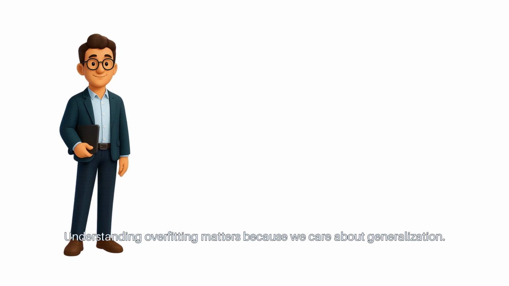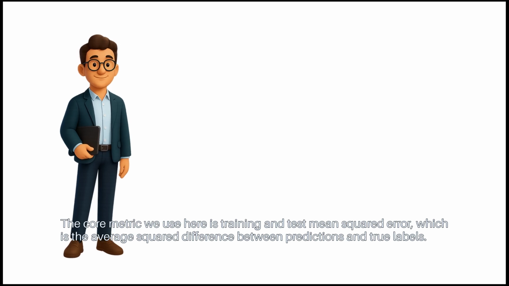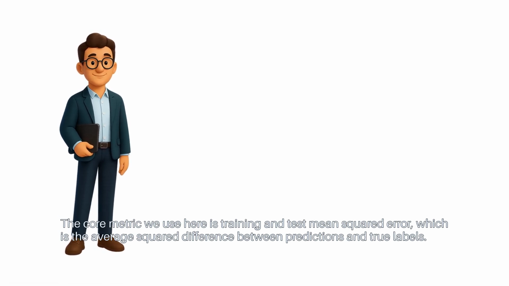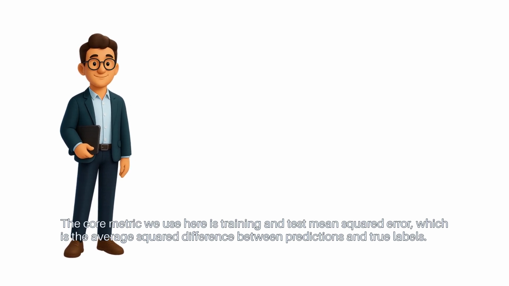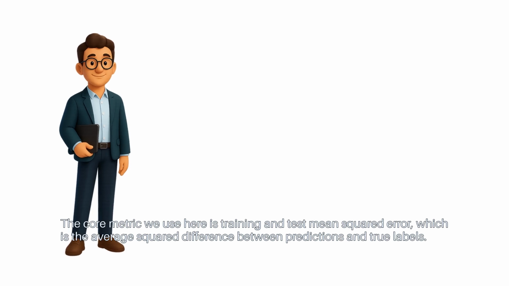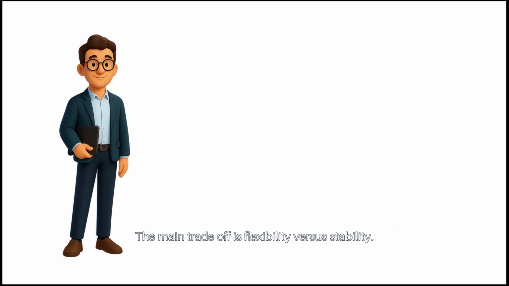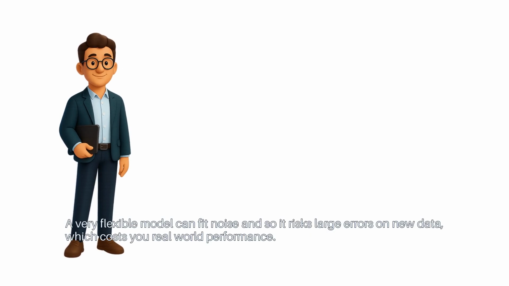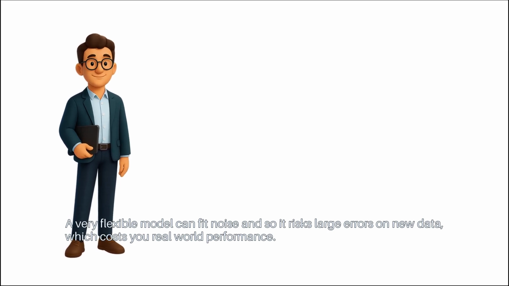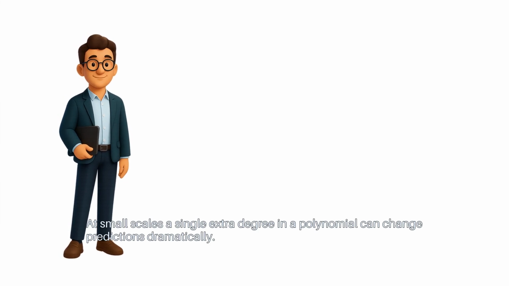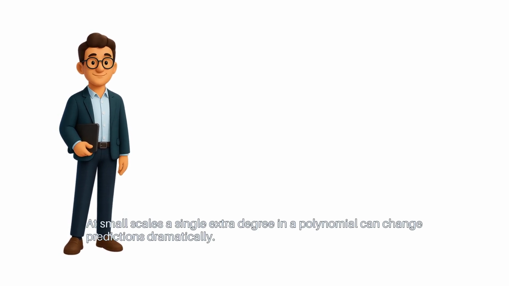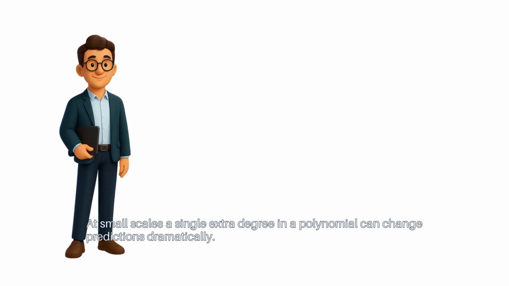Understanding overfitting matters because we care about generalization. The core metric we use here is training and test mean squared error, which is the average squared difference between predictions and true labels. The main trade-off is flexibility versus stability. A very flexible model can fit noise, and so it risks large errors on new data, which costs you real-world performance. At small scales, a single extra degree in a polynomial can change predictions dramatically.